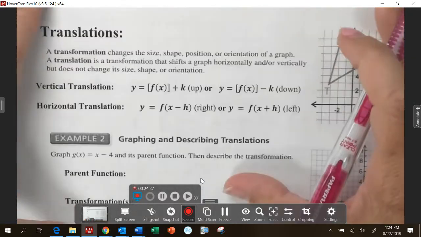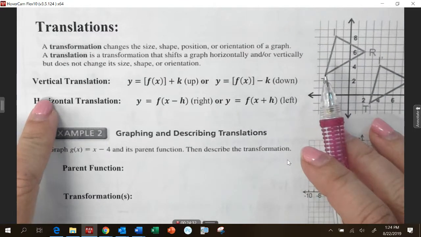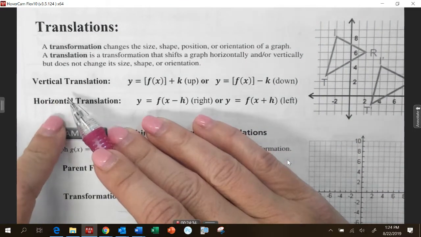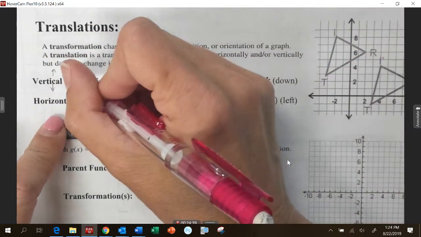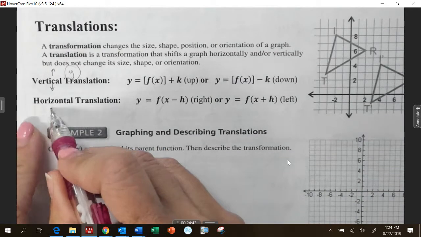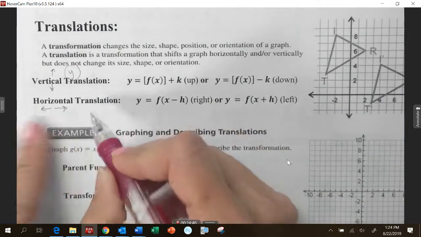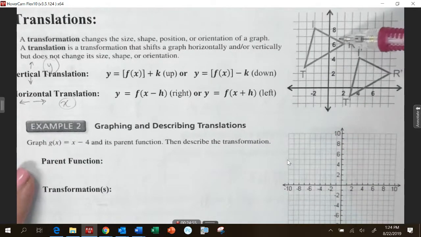So, translations. We've got 2 kinds of translations. We have vertical translations and horizontal translations. Vertical would be up and down. Vertical would affect the y. Horizontal is going to be left to right, and it would affect the x. So from geometry, you probably translated some figures where you would slide them. You would move them left and down.